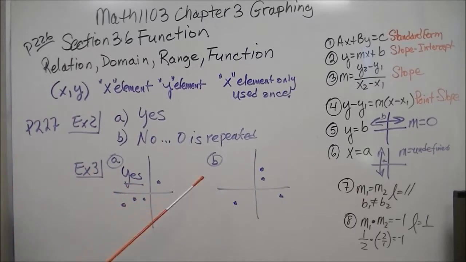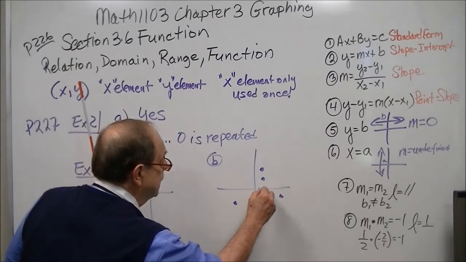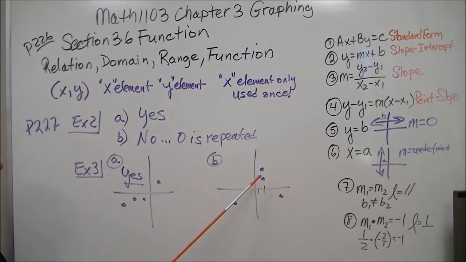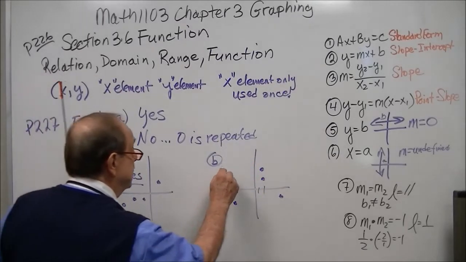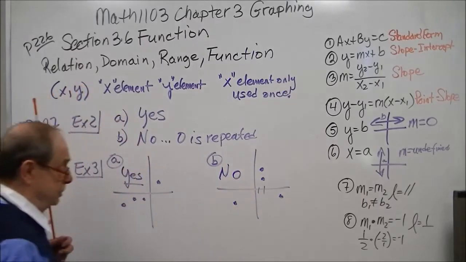Now as we look at example B, we have this element, which is like a -4. But here, notice that in listing the coordinates of these points, it would be a 2, and let's say a 2, and this would be a 2 and a 4 up there. So the x element would be repeated in this example. So this is not a function.